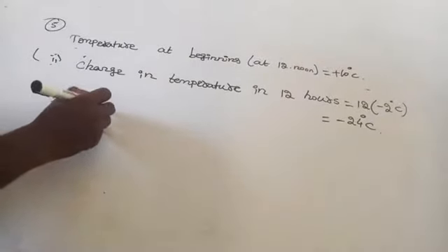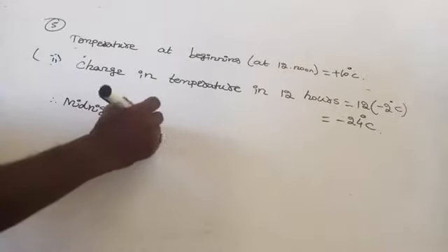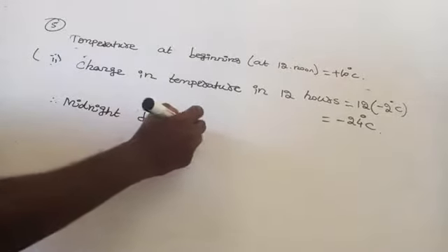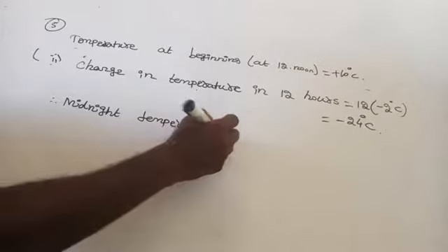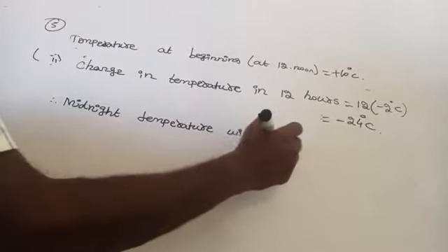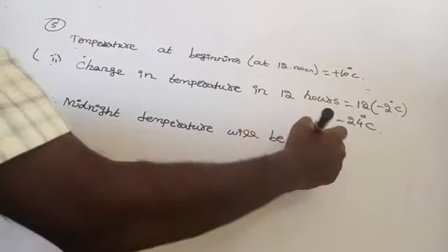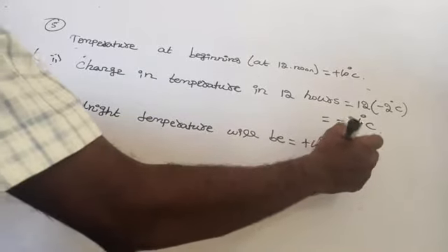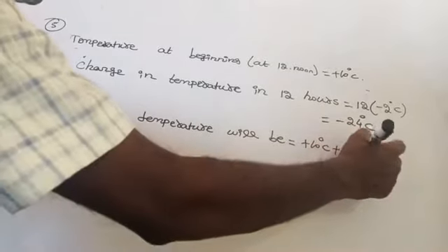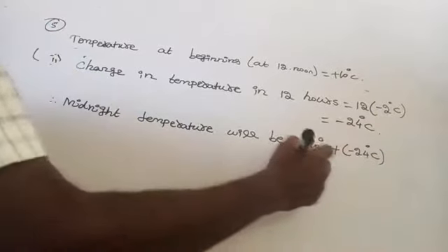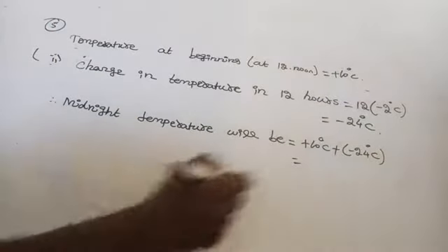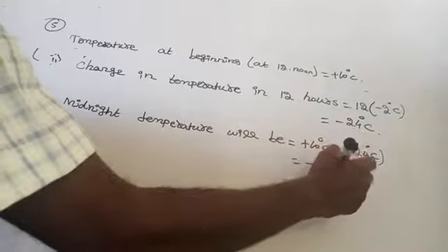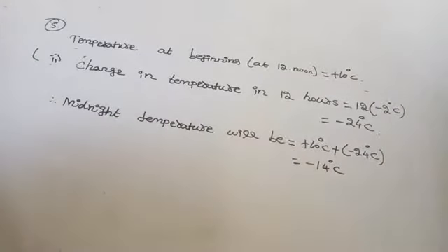The midnight temperature will be: initially it was 10 degrees Celsius, then within 12 hours it decreased by 24 degrees Celsius. So plus 10 minus 24, then it is minus 14 degrees Celsius. Subtract the smaller number from the greater and give the greater number's sign. Am I right, dear? Yes.